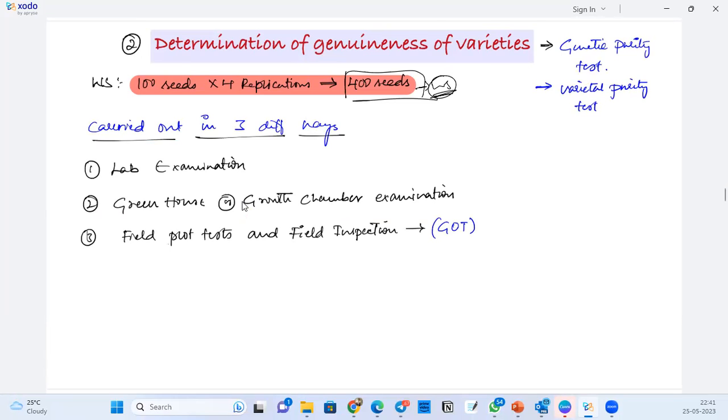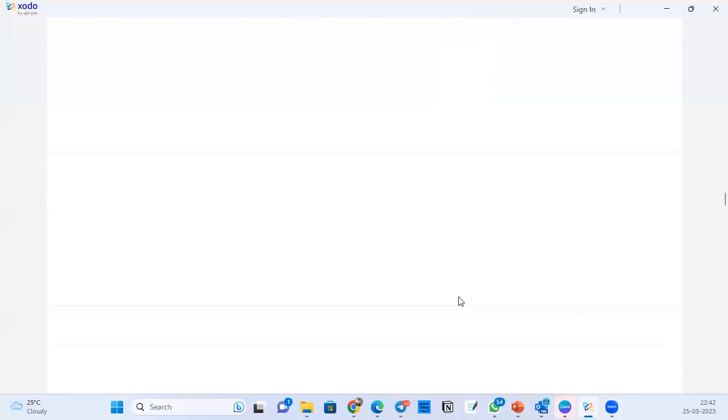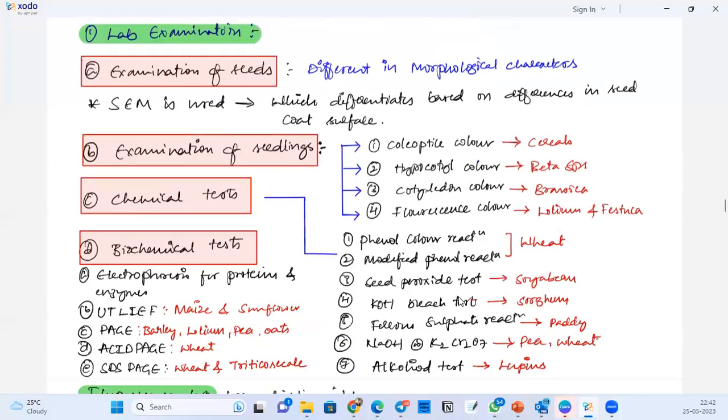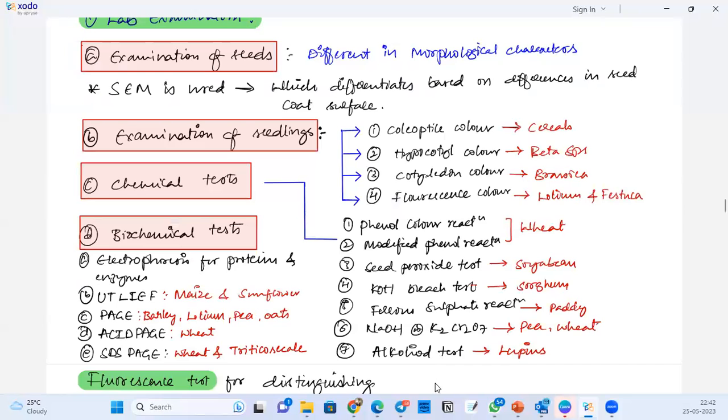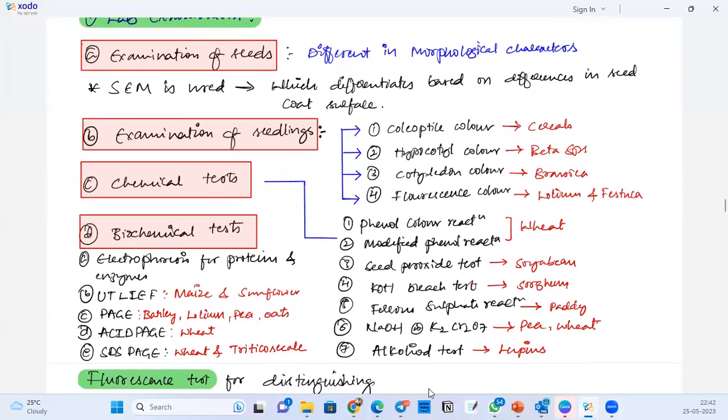One is table examination, like lab examination. Second one is greenhouse or growth chamber examination, or field plot test. Field plot test or field inspection is nothing but GOTA. So in this particular slide, most of the confusions will be clear. These are all the tests which belong to the genetic purity test.